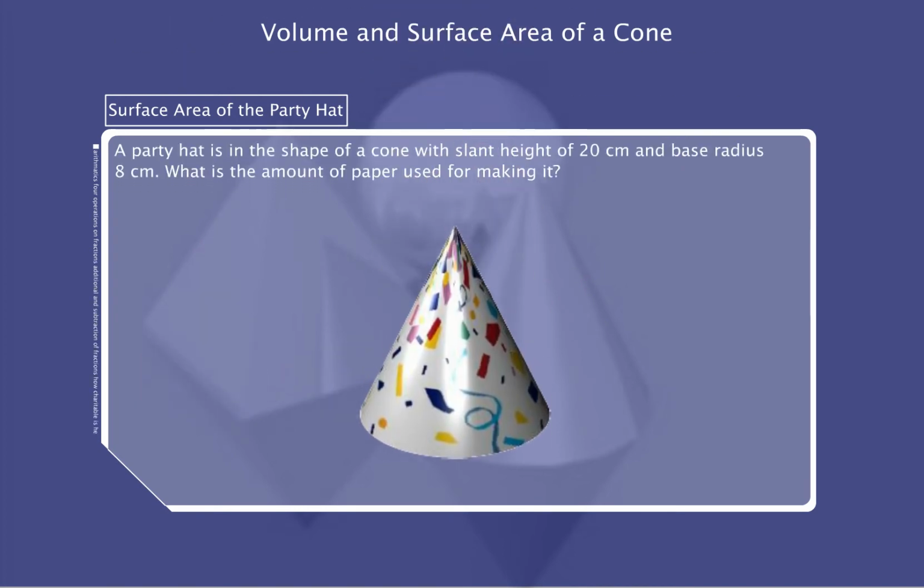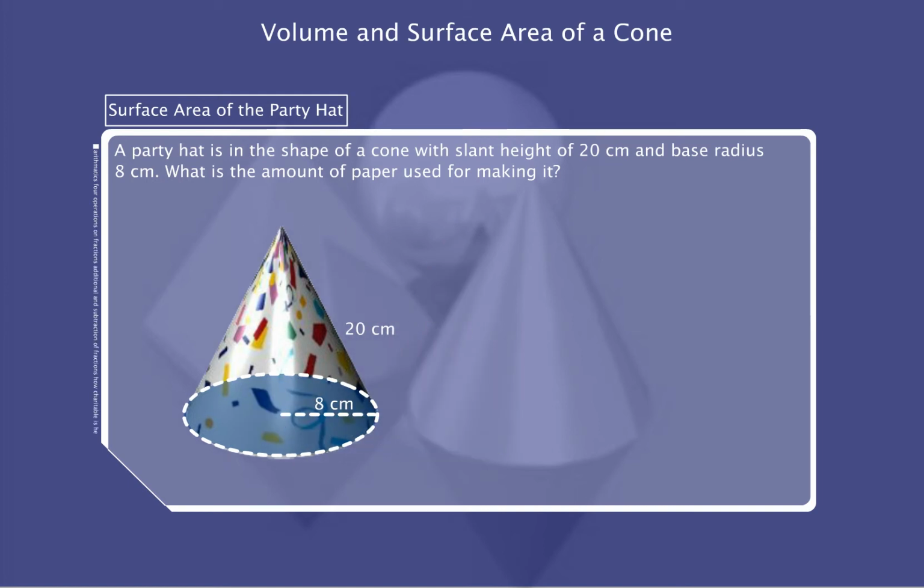A party hat is in the shape of a cone, with slant height of 20 centimeters and base radius 8 centimeters. What is the amount of paper used for making it?